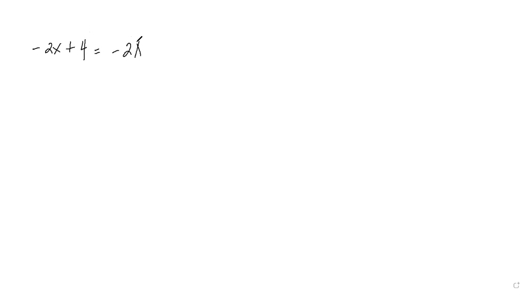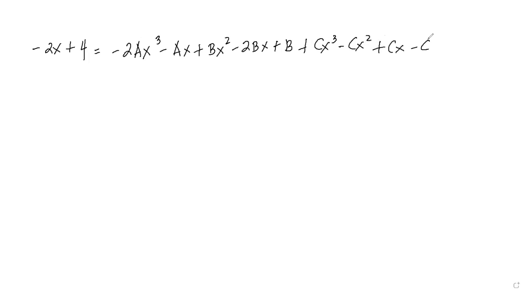And you have here negative 2ax cubed minus ax plus bx squared minus 2bx plus b, it's plus b rather, plus cx cubed minus cx squared plus cx minus c plus dx squared and the constant d. Quite a long equation you have here.